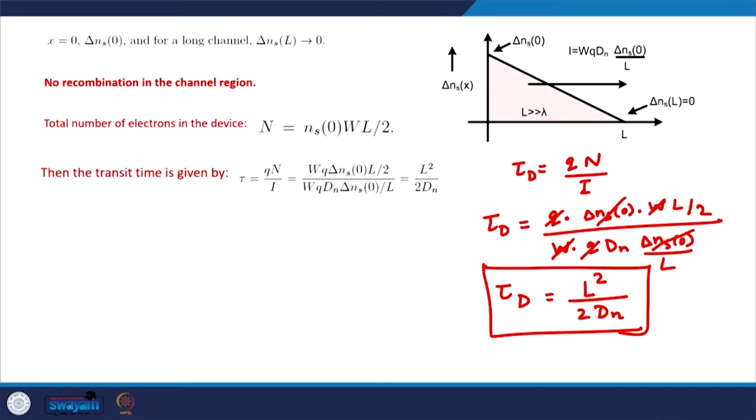As you can see, we now need to know this D_N parameter in order to find out the tau_D parameter.